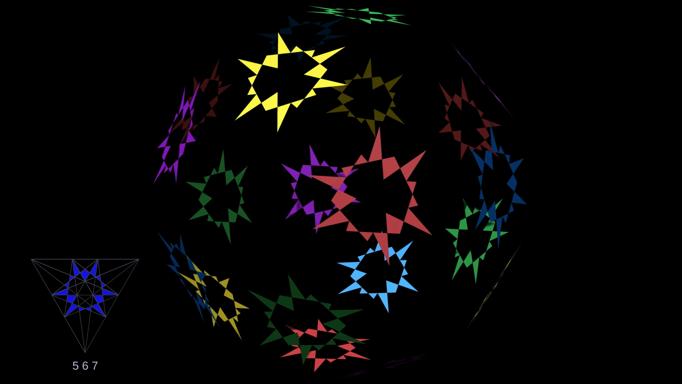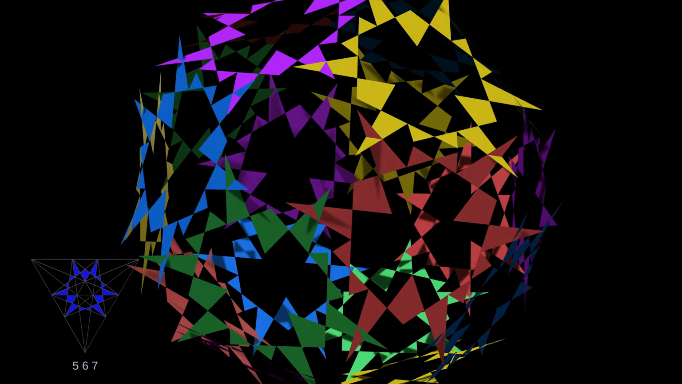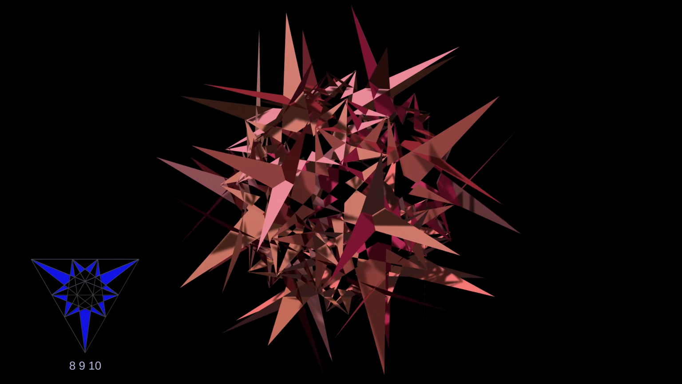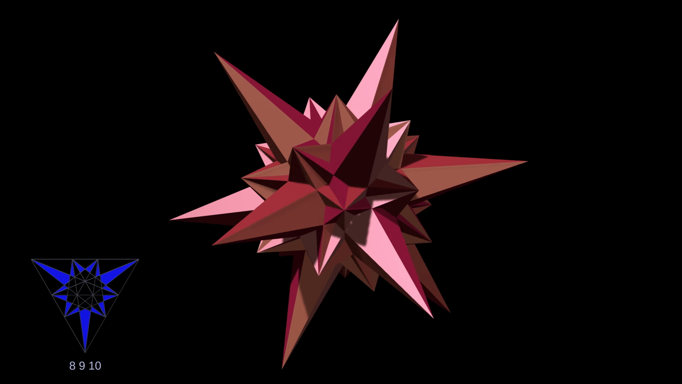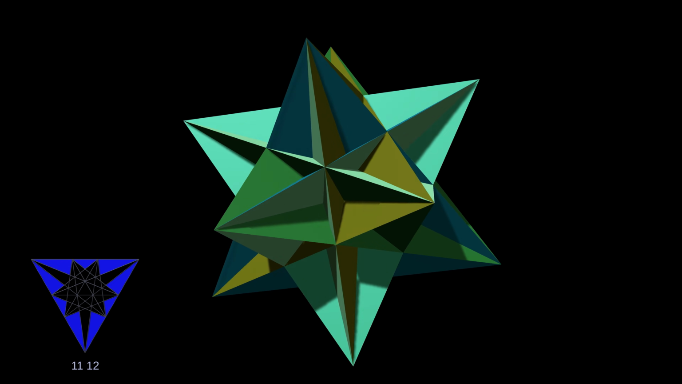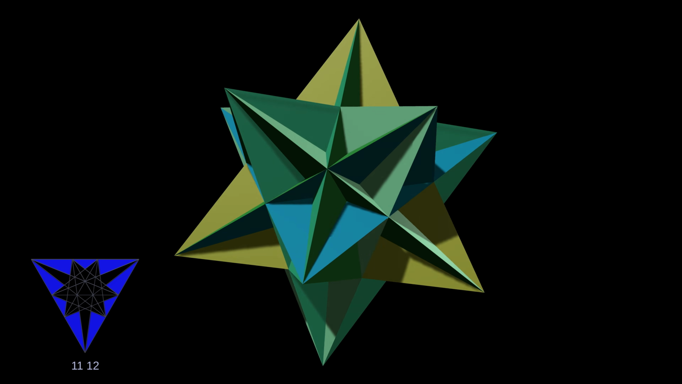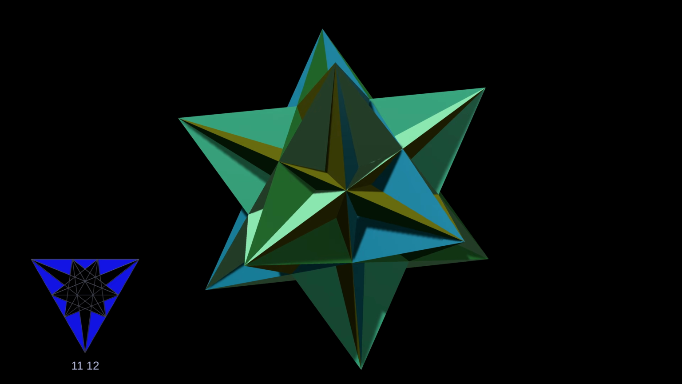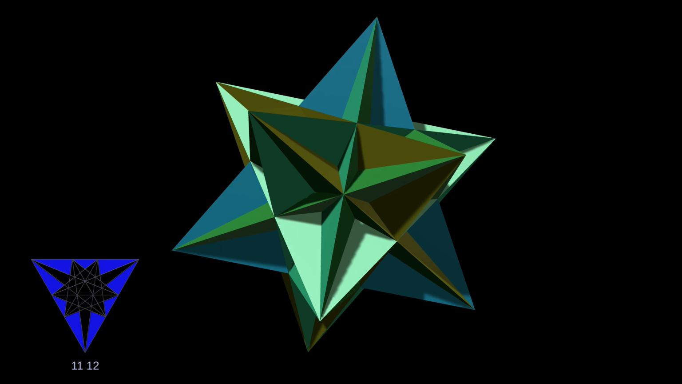Regions 5, 6 and 7 form this more complicated figure. And regions 8, 9 and 10 produce this striking stellation. Regions 11 and 12 lead to something you might recognise. The stellation diagram here is a single triangle, and that's the clue. This is the great icosahedron, one of the 4 famous Kepler-Poinsot polyhedra, made from 20 interpenetrating triangles.